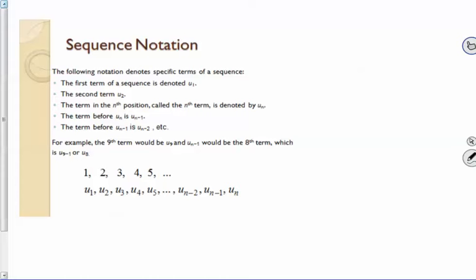Okay? So you can kind of see how this works. So this is the first term, this is the second, third, fourth, fifth, dot, dot, dot. And then this would be all the way to the end of U sub n, and then the one before it, and then the one before that. So you may not have a lot of experience with that, but it's just some basic terminology that you need to know.